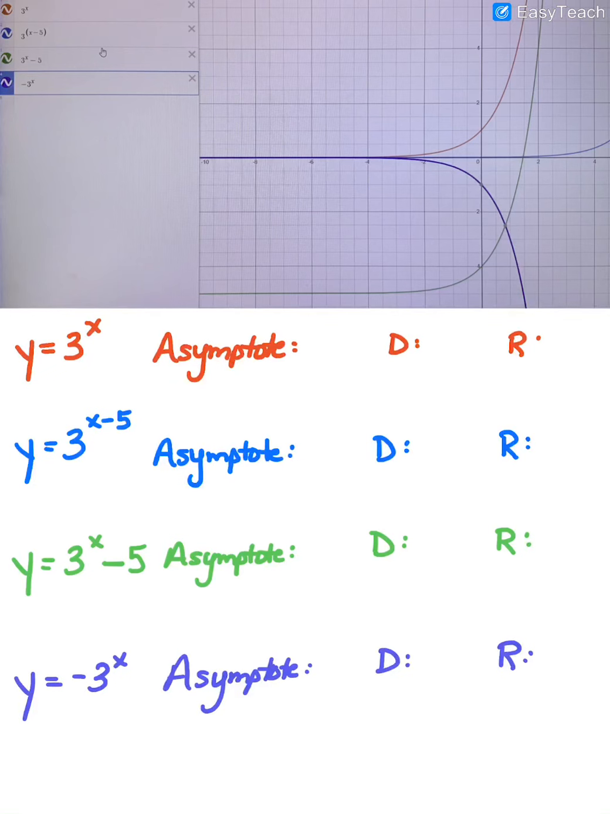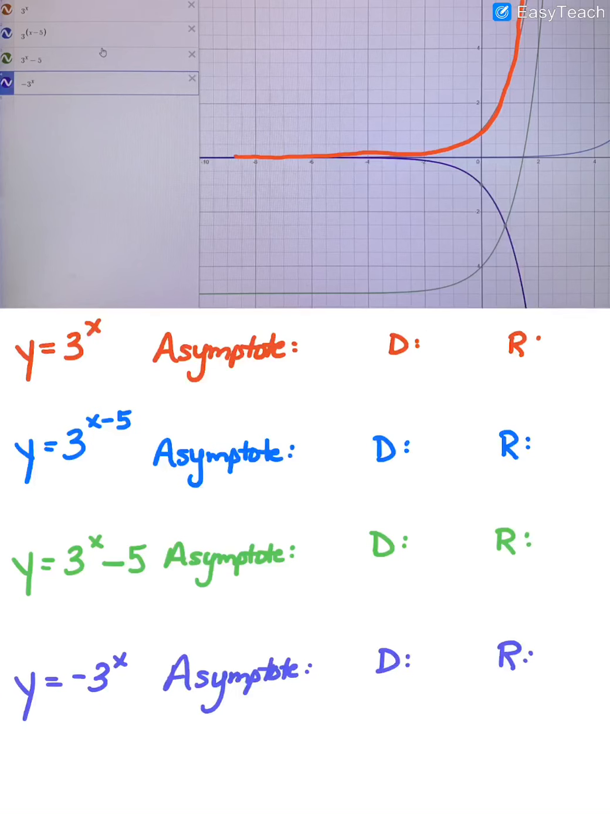In this video, we are going to look at some transformations of exponential graphs, and we're going to use the graph to determine how it affects the asymptote as well as the domain and range. So to begin with, let's start with the basic graph of y equals 3 to the x. On my picture, you can see that it is here in red, and so that is the graph.